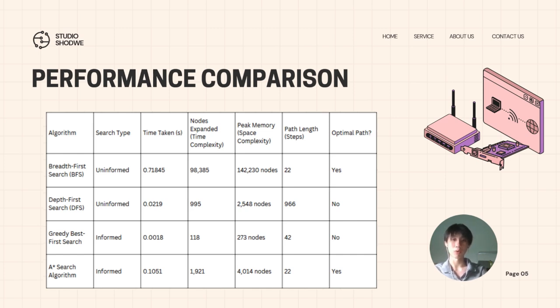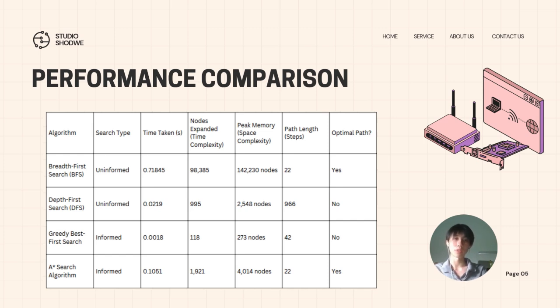BFS having explored the most number of nodes, which is around 90,000 nodes, and this also causes BFS to consume the most memory among the algorithms, where it stores around 100,000 nodes in its memory. So the path length found for BFS is around 22, which is the optimal path for the problem. And next, let's take a look at the depth-first search algorithm, DFS.